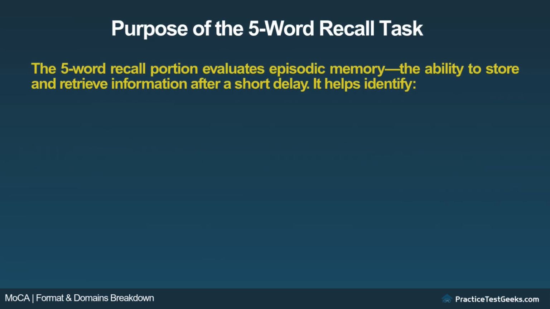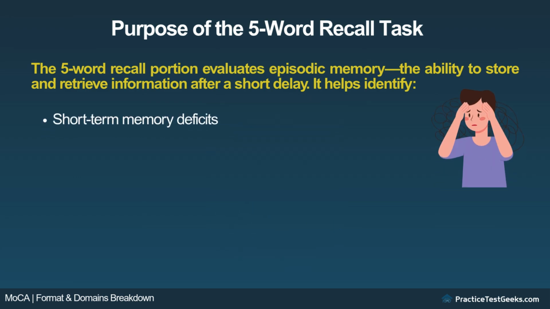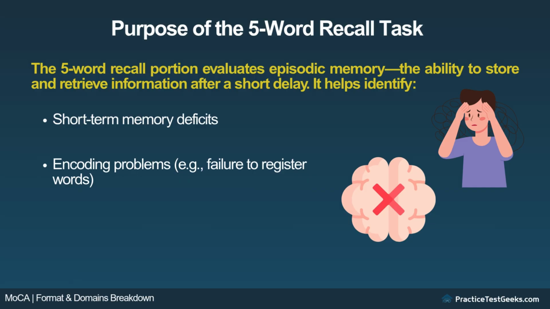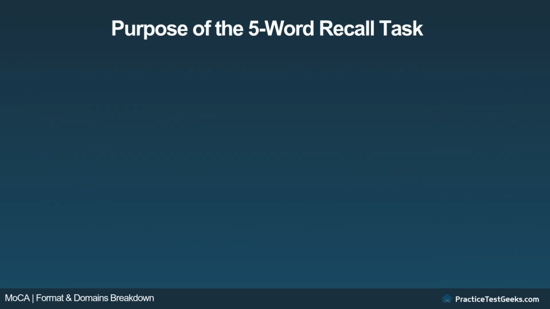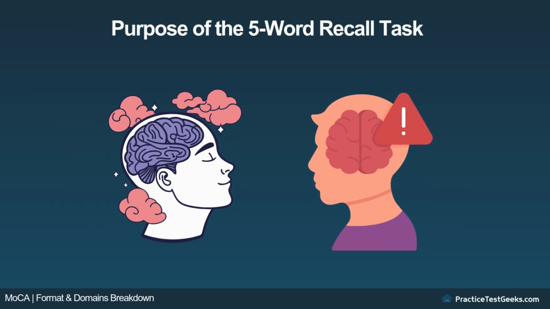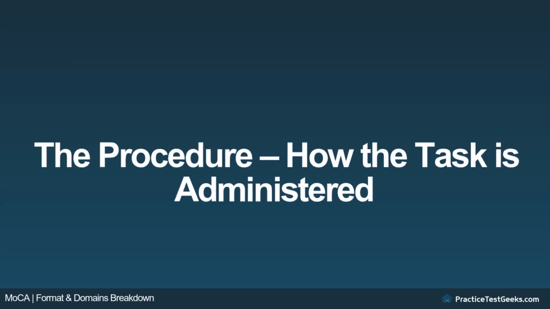Purpose of the 5-word recall task. The 5-word recall portion evaluates episodic memory, the ability to store and retrieve information after a short delay. It helps identify short-term memory deficits, encoding problems, for example, failure to register words, and retrieval difficulties, for example, forgetting despite initial learning. This task is designed to differentiate between normal aging and more pathological memory loss. The procedure. How the task is administered.